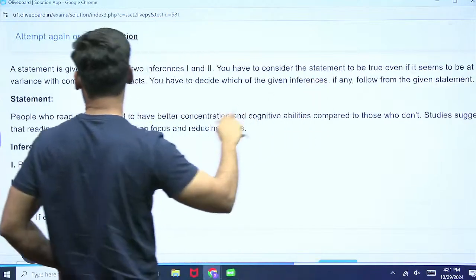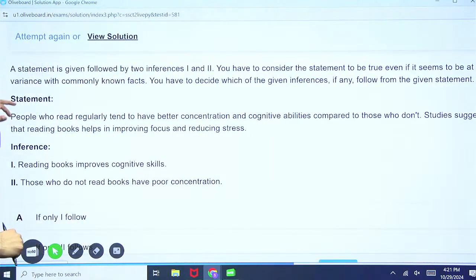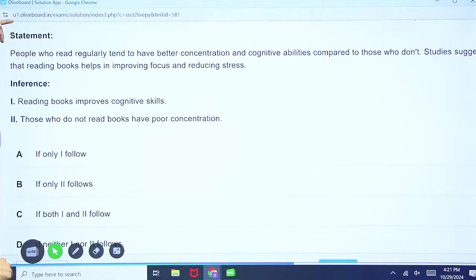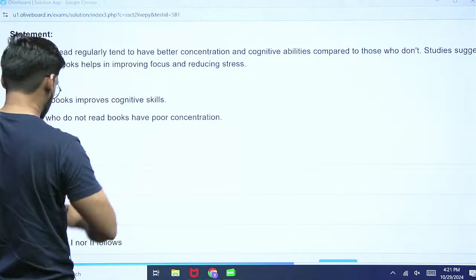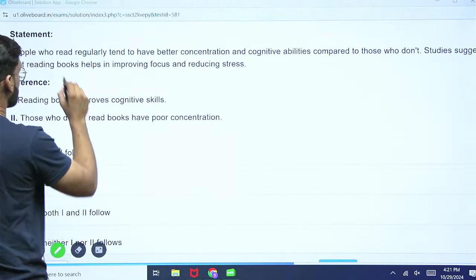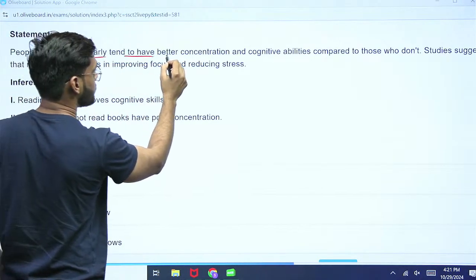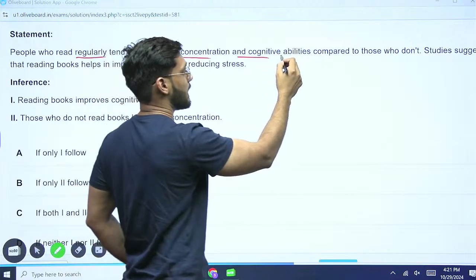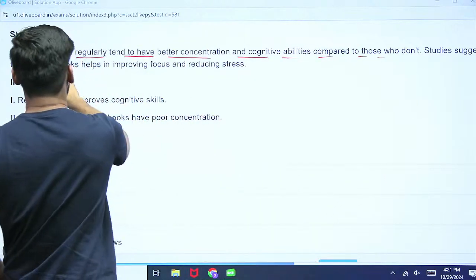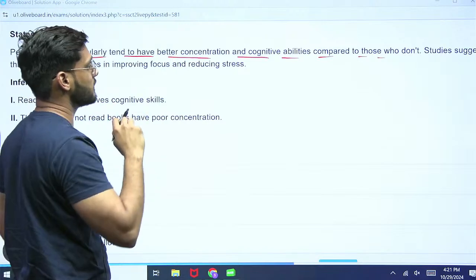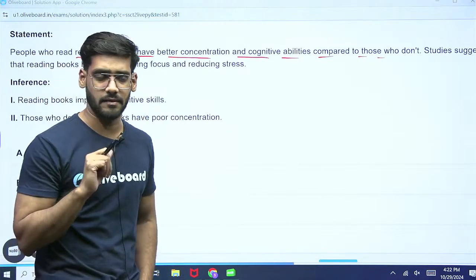Eighth question on your screen. Eighth question is again from critical reasoning. People who read regularly tend to have better concentration and cognitive abilities compared to those who don't. Studies suggest that reading books helps in improving focus and reducing stress. This is the statement we are given.